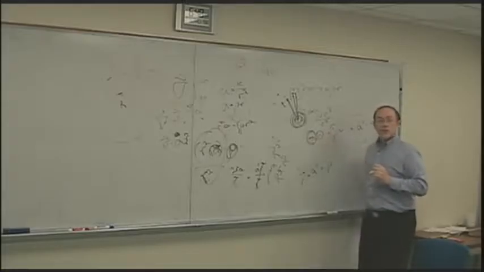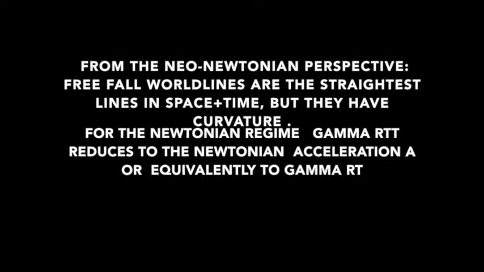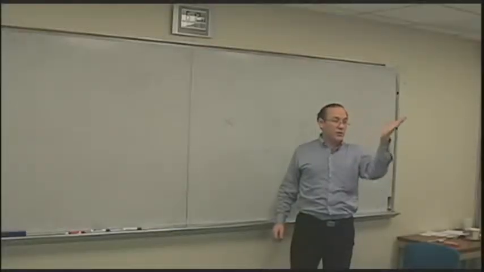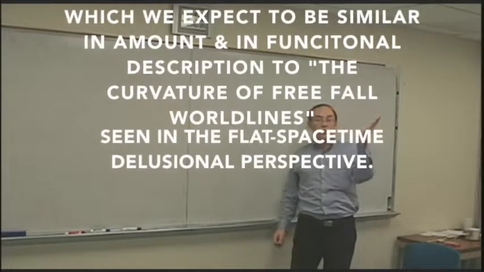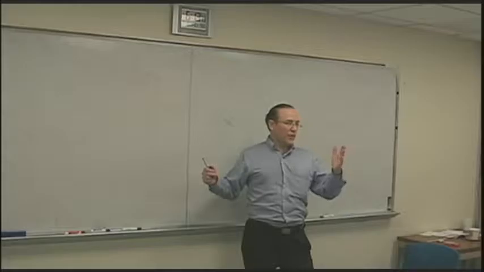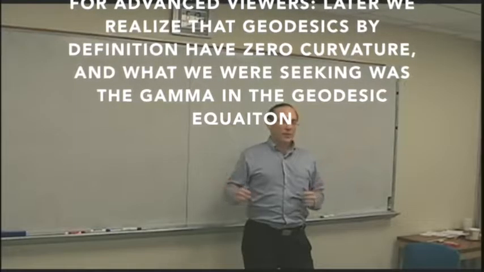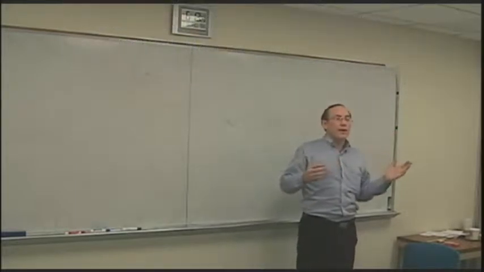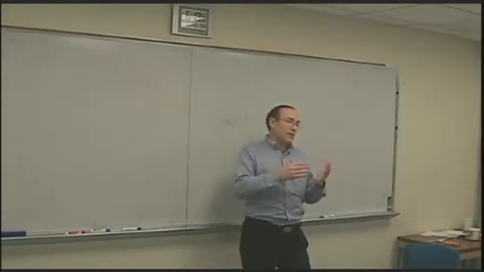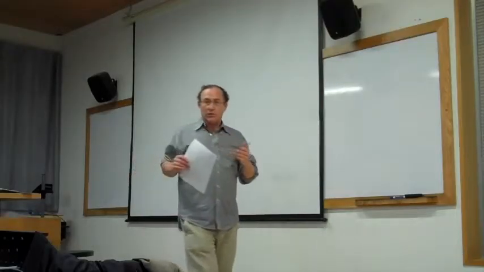What is this really in our space-time theory? Worldline curvature. The curvature of the straightest lines in this curved spacetime, which we expect to be similar functionally to the curvature of these world lines, right? Not the acceleration, not the worldline curvature, but the curvature of the straightest lines in this curved spacetime. We might expect maybe that in the Newtonian regime, where Newtonian physics is correct, since the equations give the same result, but we can write A also as a connection coefficient.